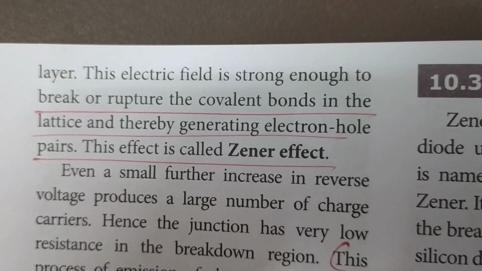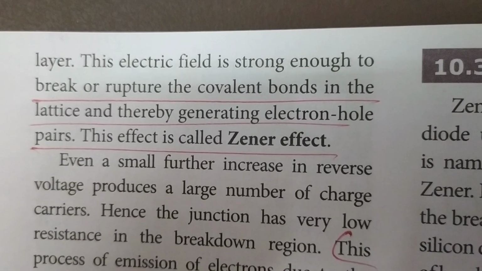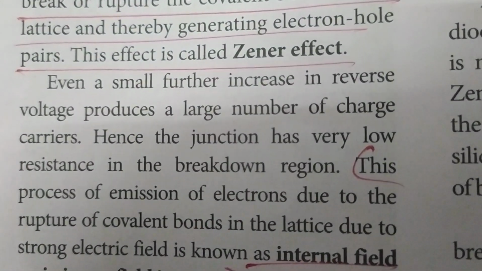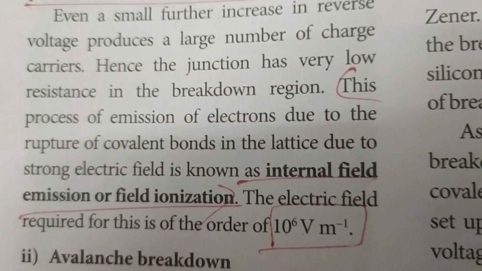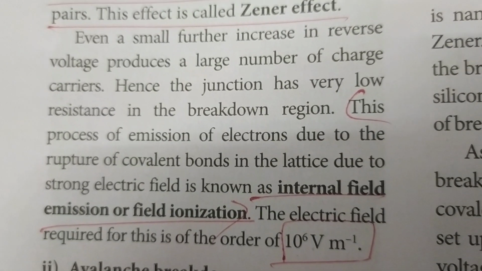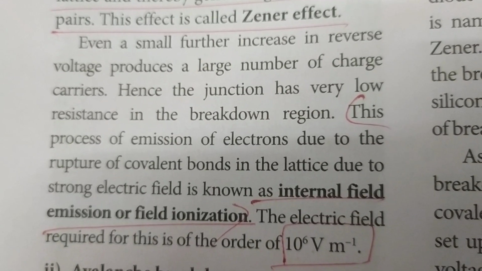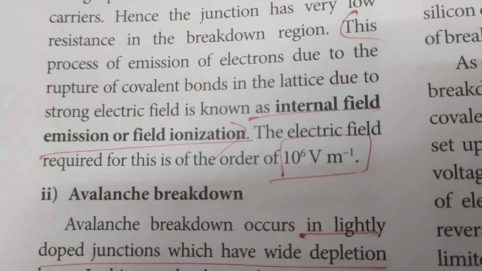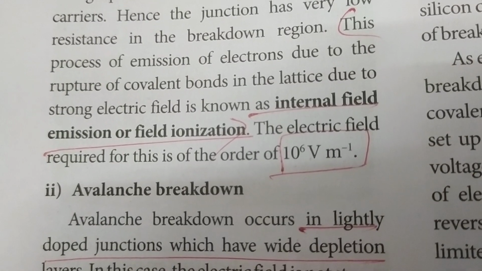So here a strong electric field is created. It will rupture the covalent bonds in the lattice, and so a large number of electron hole pairs are generated. This is called the Zener effect. The increase in reverse voltage still produces more charge carriers. This process of emission of electrons due to the rupture of covalent bonds in the lattice, that is, in the semiconductor, due to the strong electric field is known as internal field emission or field ionization. The electric field required for this is 10 power 6 volt per meter. Such a very large field is required for this breakdown to take place.